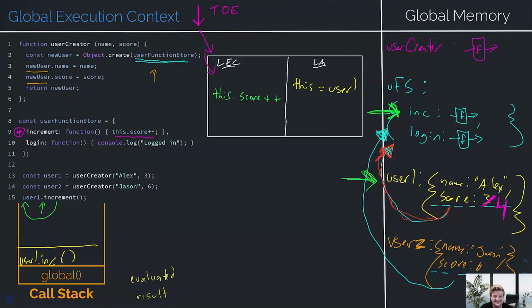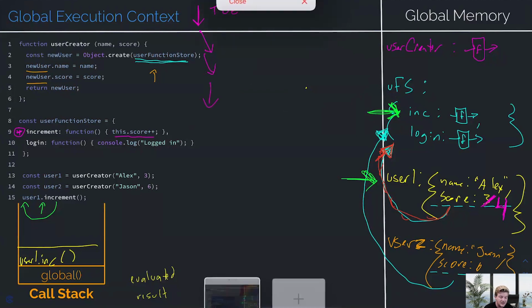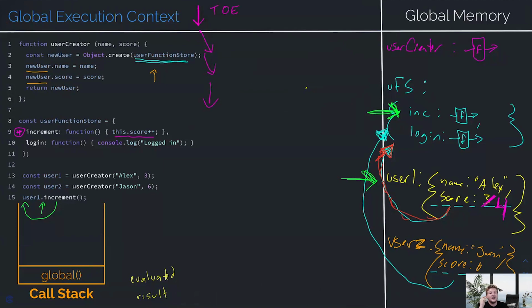We're going to increment it from 3 to 4, and then we are going to see our diagram sort of cleaned up here, right? Now that we have executed this functionality, our local execution context will be closed out. Our thread of execution will continue on to the subsequent code as user1.increment is popped off of the call stack.